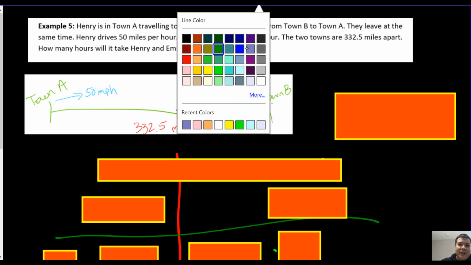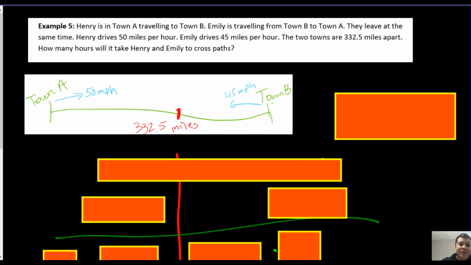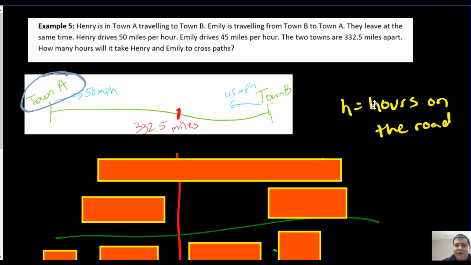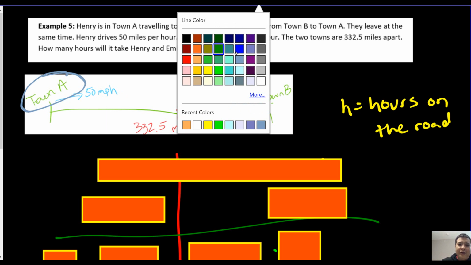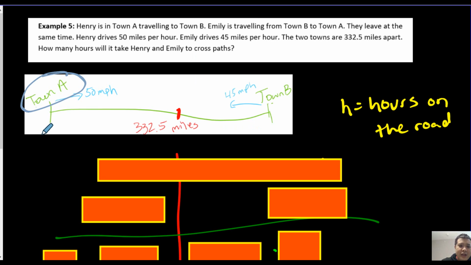So I'm going to say we're going to set up equations that represent how far each person is away from town A. Okay, so Henry is going from town A to town B. So each hour he gets 50 miles further away. So I'm going to represent that. Let H be how many hours they are on the road, and say that Henry each hour is going to be 50 miles further away from town A. So Henry's expression to represent how far away he is from town A is going to be 50H.